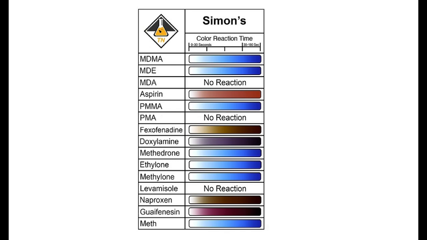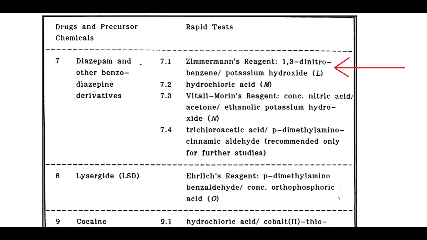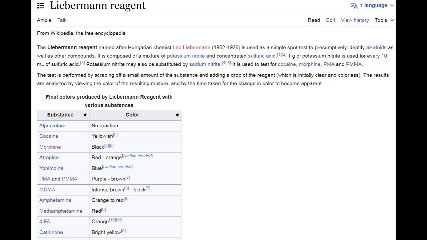Obviously, there are many other reagent tests out there that you can make use of. Zimmermann's reagent can be used to identify benzodiazepines, and Liebermann's reagent is another common general reagent that is easily prepared from common chemicals. There are many more. Late in making this video, I came across a fascinating little document called Chemistry and Reaction Mechanisms of Rapid Test for Drugs of Abuse and Precursor Chemicals. It's linked in the description. It's the last document linked, so it's at the bottom.